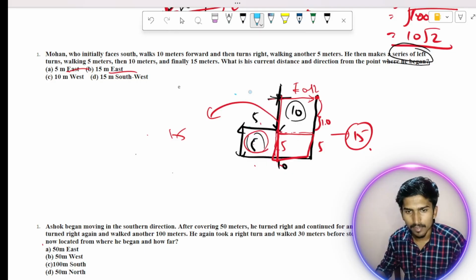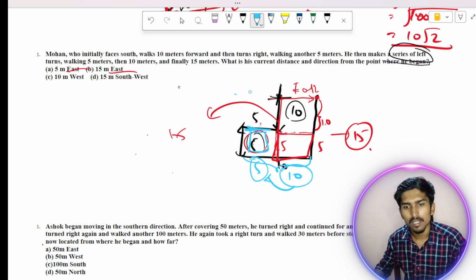See, if this line is 5, then if it is a rectangle, the opposite side will also become 5. The total is 10. They have given 10. 10 minus 5 is how much? 5. That means this line is 5.